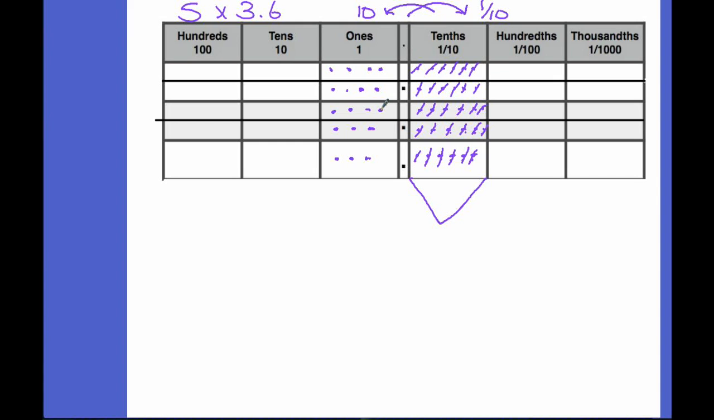How many 10s did we just add to the ones column? 3. We added 3 10s, which is the same as, what's 3 10s equal to? Everybody. 30. So how many do we have left in the tenths that don't have a line through them? How many do we have?